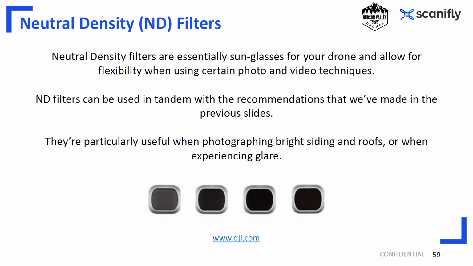And some drones, particularly the Mavic 2 Zoom and the Mavic 1 series, don't give you the ability to adjust your aperture, so you have no other option but to use your ND filter to meter the light that's coming into the image. You can also use these in situations of glare, where you might have bright siding, a metal roof, or even a light-colored roof could create glare, and the ND filter can help with that as well.